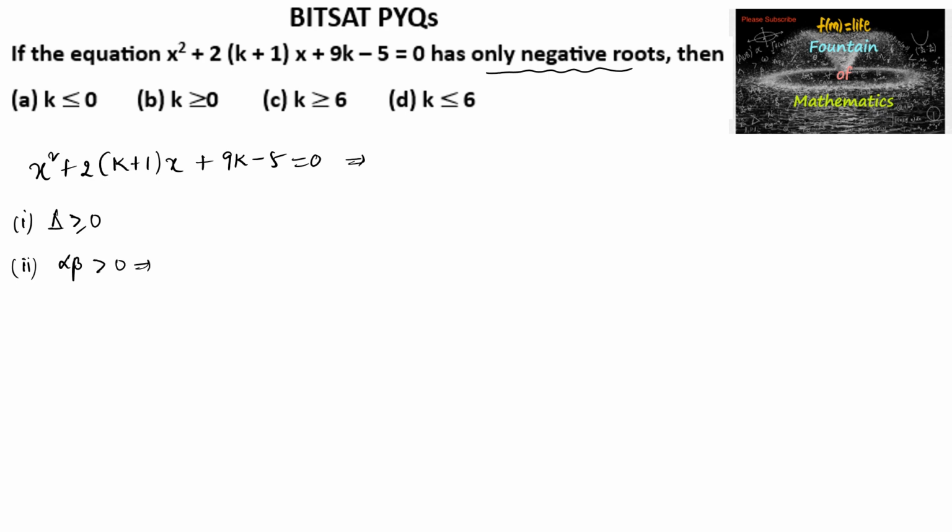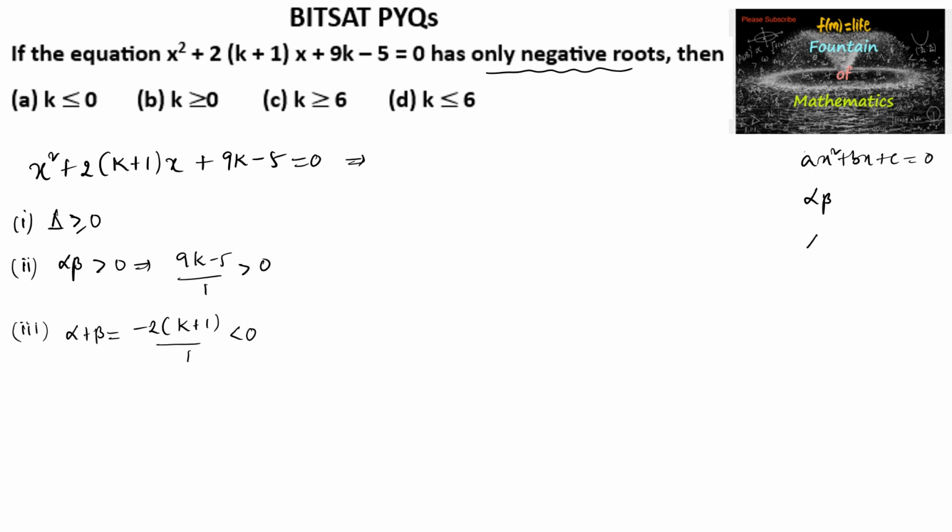So which implies that (9k minus 5) divided by 1 is greater than 0. And the third condition, the sum of the roots, that is minus b by a, so minus 2 times of (k plus 1) upon 1 must be negative. Since we know that for the quadratic equation ax square plus bx plus c equals to 0, the sum of the roots is minus b upon a and the product of the roots is c upon a. So delta, the discriminant, is b square minus 4ac.